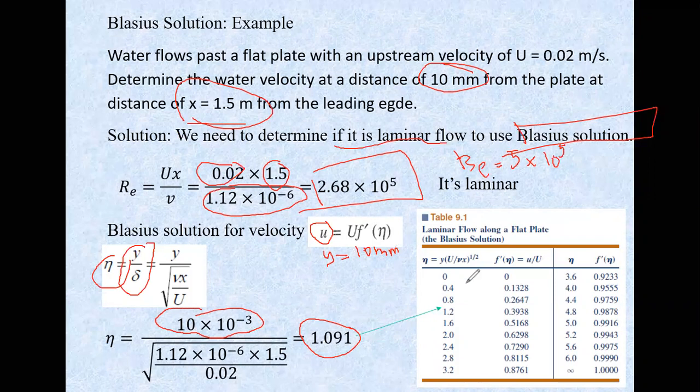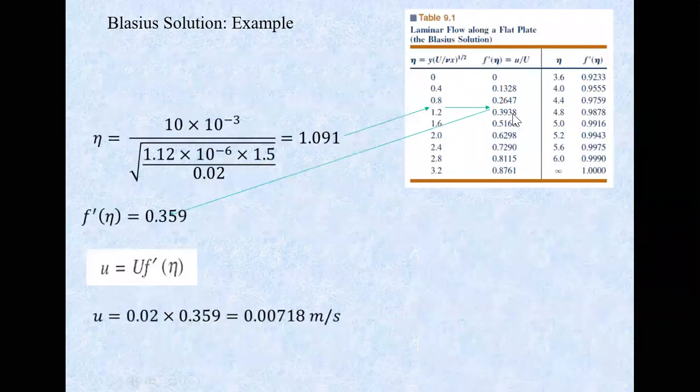So we go to the interpolation. Yes, you have to use interpolation because this is 1.1, for example, but it's somewhere over here. Then we have to find what's the value over here. Use interpolation to get this value between 0.2647 and 0.3938. If you do the interpolation directly here, you have f prime of eta equal to 0.359.